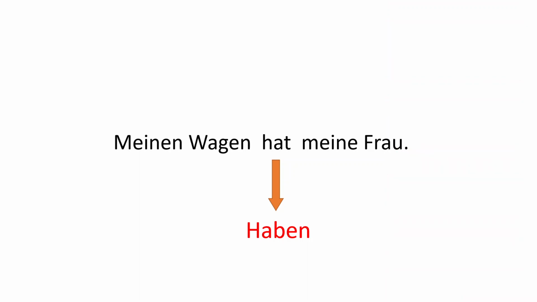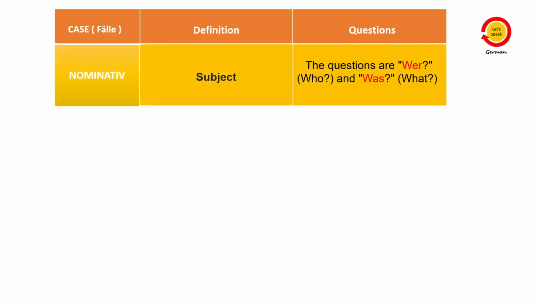Now we shall try to have a brief understanding of all the four cases. Der Nominativ or the nominative case is the base form of the noun and it indicates the subject of the sentence. The subject can either be a person or a thing that performs the action. It is also the word that tells you how to conjugate the verb. The questions for der Nominativfall are wer, who, and was, what.